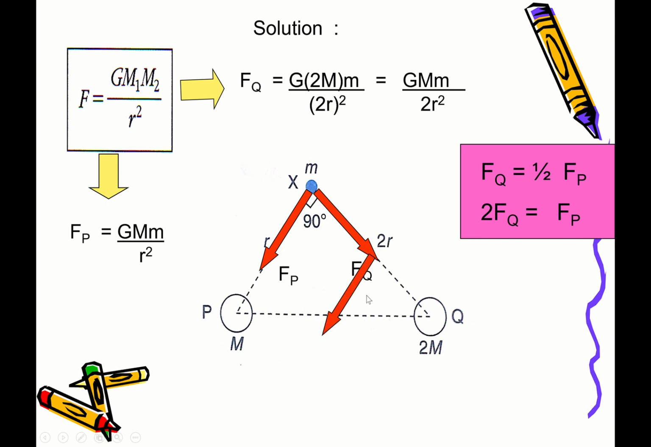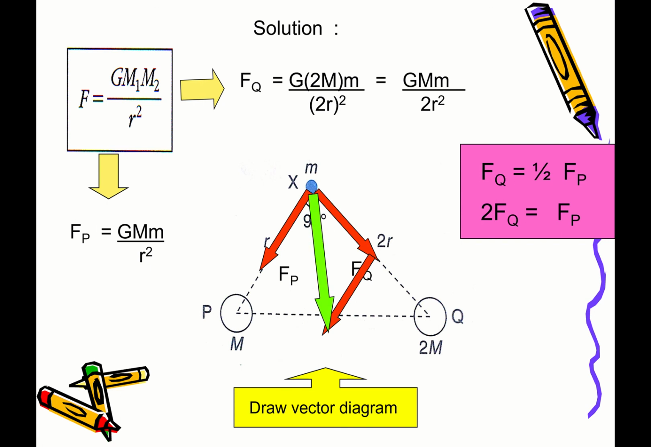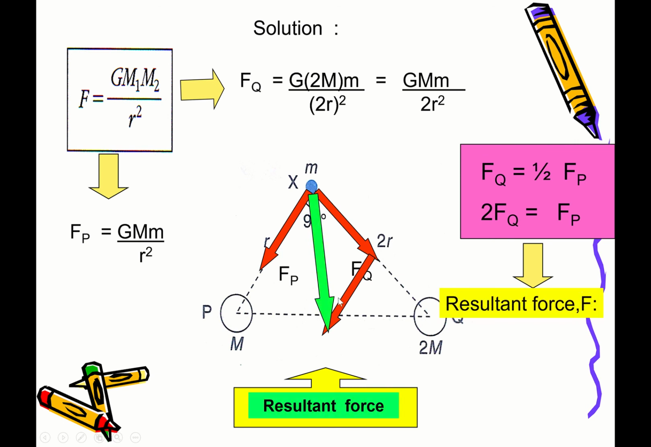Okay, the fourth step, we complete the vector diagram. We can use the parallelogram method or triangle method to complete the vector diagram. So the green arrow here shows the resultant force direction. So to calculate the resultant force here, we can use Pythagoras theorem because the triangle made here is a right angle triangle. The 90 degrees here, so the angle here is also 90 degrees.